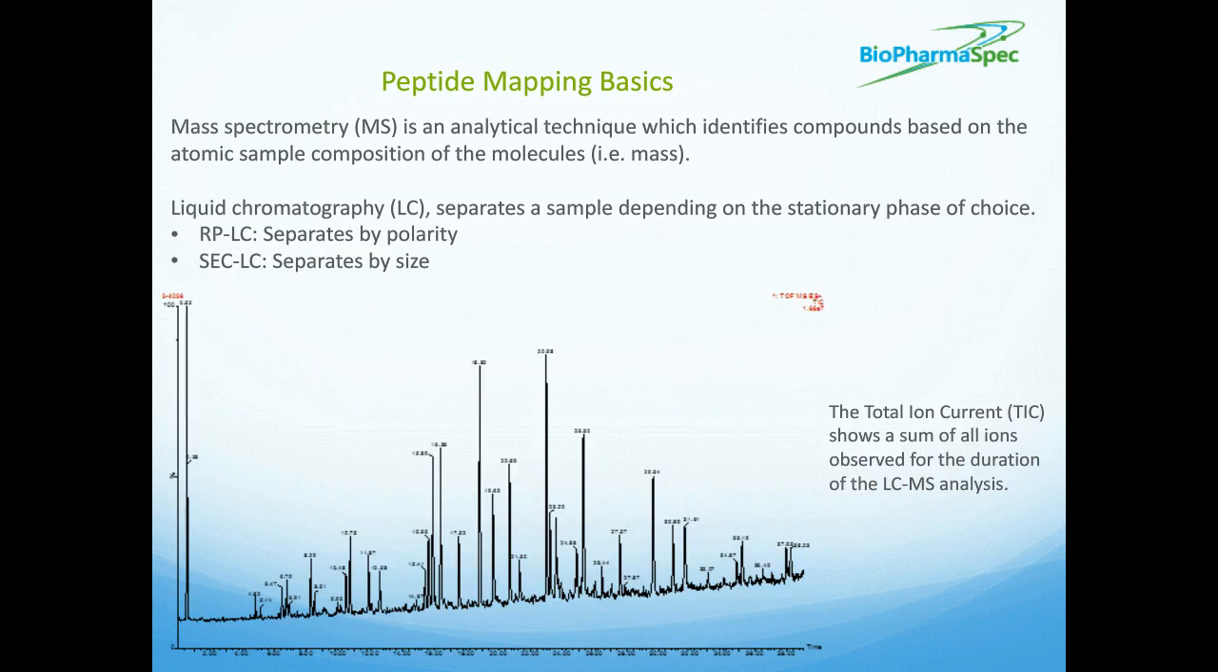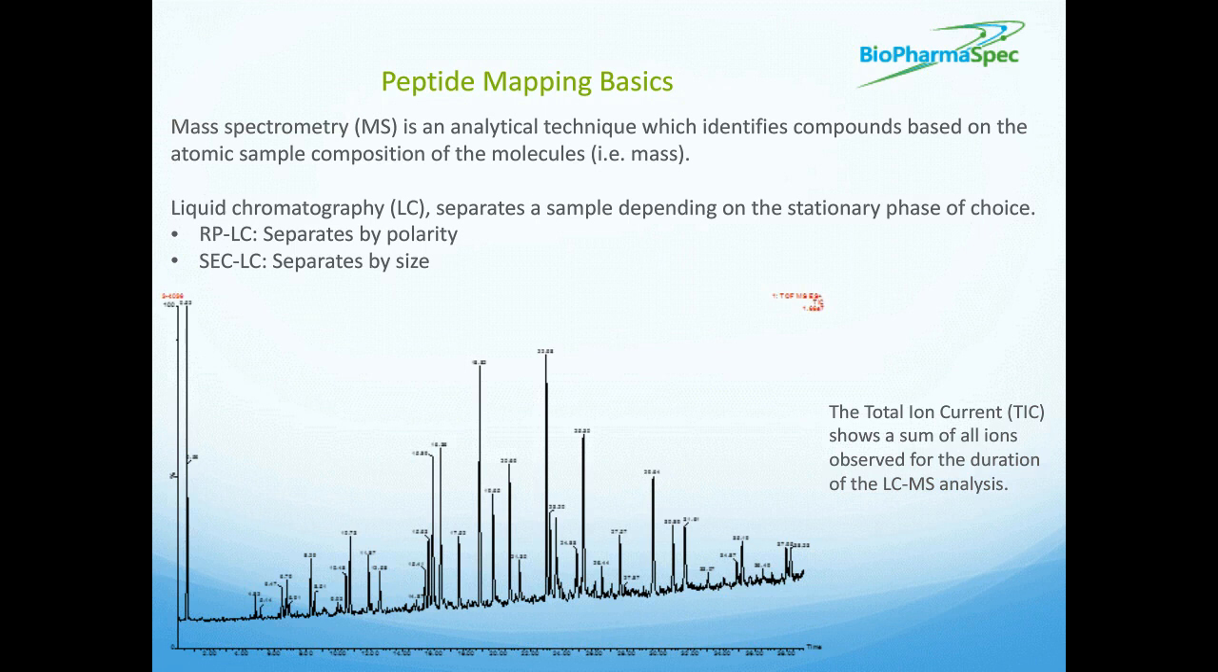I just want to introduce some of the vocabulary that we use in case you're not really familiar with mass spec analysis. So mass spectrometry is an analytical technique which identifies proteins based on the mass of the sample. And then we couple it with a liquid chromatography system which will separate the sample based on the stationary phases of choice. There's many stationary phases you can choose from, but two of the most popular ones are reversed phase separation or size exclusion separation. Most of our host cell protein analysis uses the reverse phase separation technique.